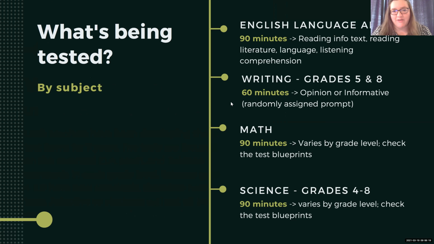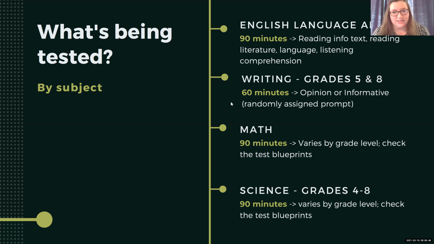So as I said, we have 4 tests: English language arts, writing, math, science. And science starts in grade 4, and writing is only grades 5 and 8. The tests take by default 90 minutes. And the timing is something that is managed by the teacher or the proctor, not the test interface. This isn't a timed interface. Students aren't going to see a clock counting down because we know that would cause anxiety.